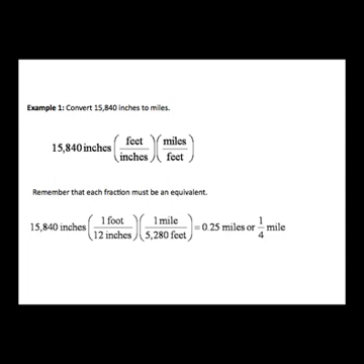To convert 15,840 inches to miles, you would take your 15,840 inches, convert it to feet, then convert the feet to miles. There's 5,280 feet in a mile, so we would have 0.25 miles, or a quarter mile.